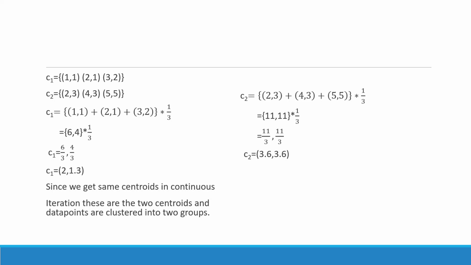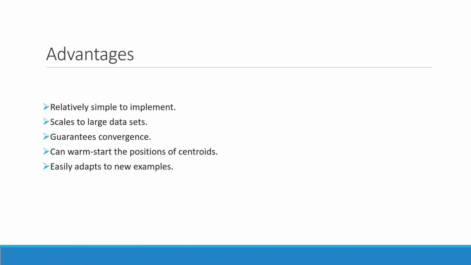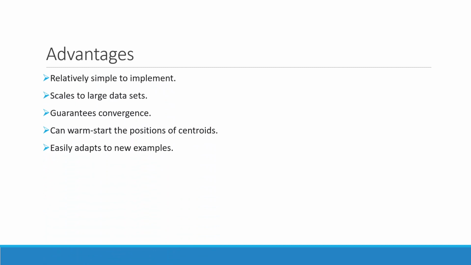So basically, this is a simple example in which we came to know how centroids are formed and how the data are grouped. So let us look at the advantages of k-means. First, it is relatively simple to implement and it scales to large data sets. Even though the data set may be large, it has the capacity to explore all the data. Next, it guarantees convergence. Convergence means it will successfully cluster everything without any error. Next, it can warm start the positions of centroids. Next, it can easily adapt to new examples. If there is any change in the data, it will automatically adapt to the new data.